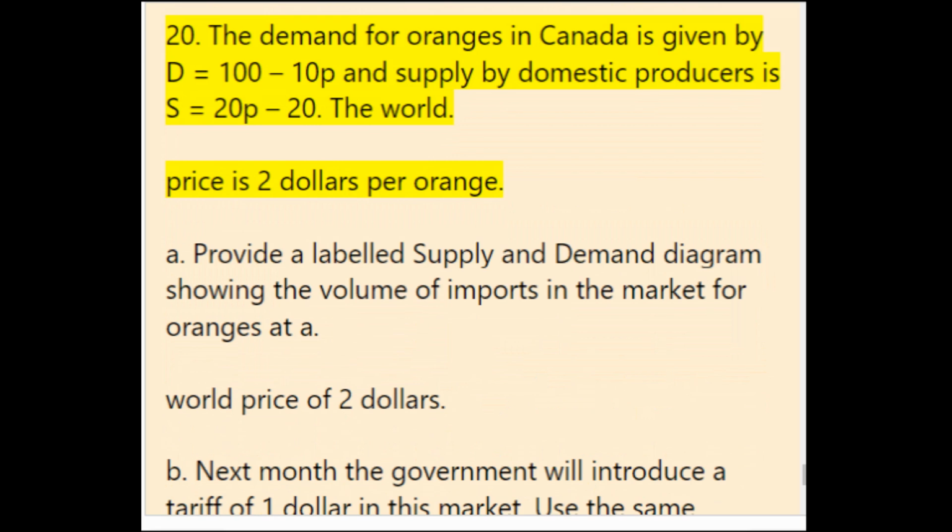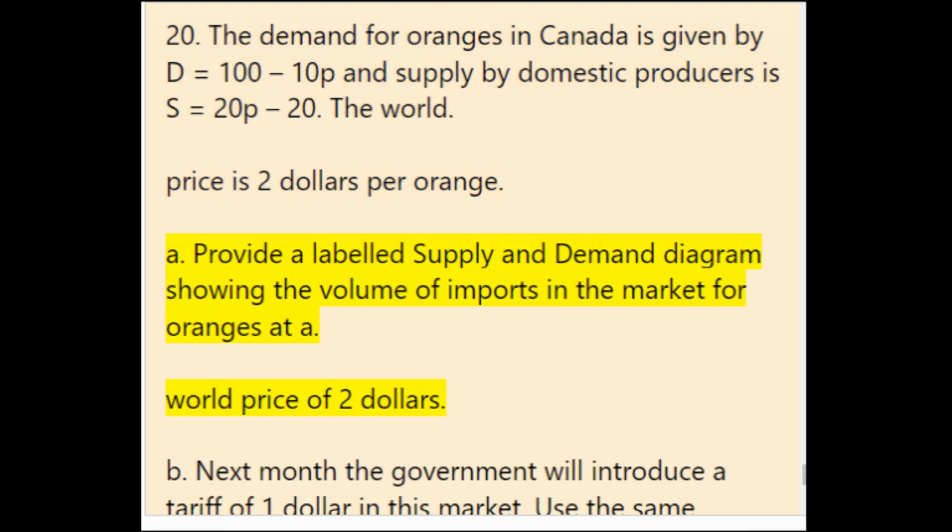20. The demand for oranges in Canada is given by D equals 100 minus 10p, and supply by domestic producers is S equals 20p minus 20. The world price is $2 per orange. A. Provide a labeled supply and demand diagram showing the volume of imports in the market for oranges at a world price of $2.